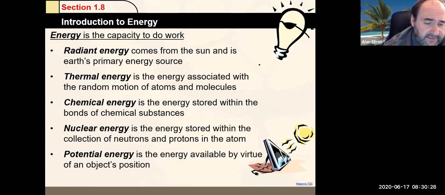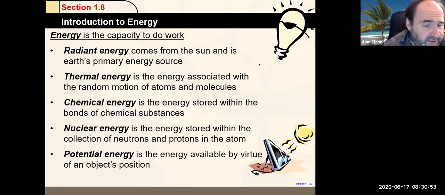And there are different types of energy. There's radiant energy, thermal energy, nuclear energy, and potential energy. Potential energy is the classic one, right? Based on position, things have a certain amount of energy. The classic example is the big giant boulder on top of the hill that's going to fall on the person below it. It has a certain amount of stored energy based on its position.